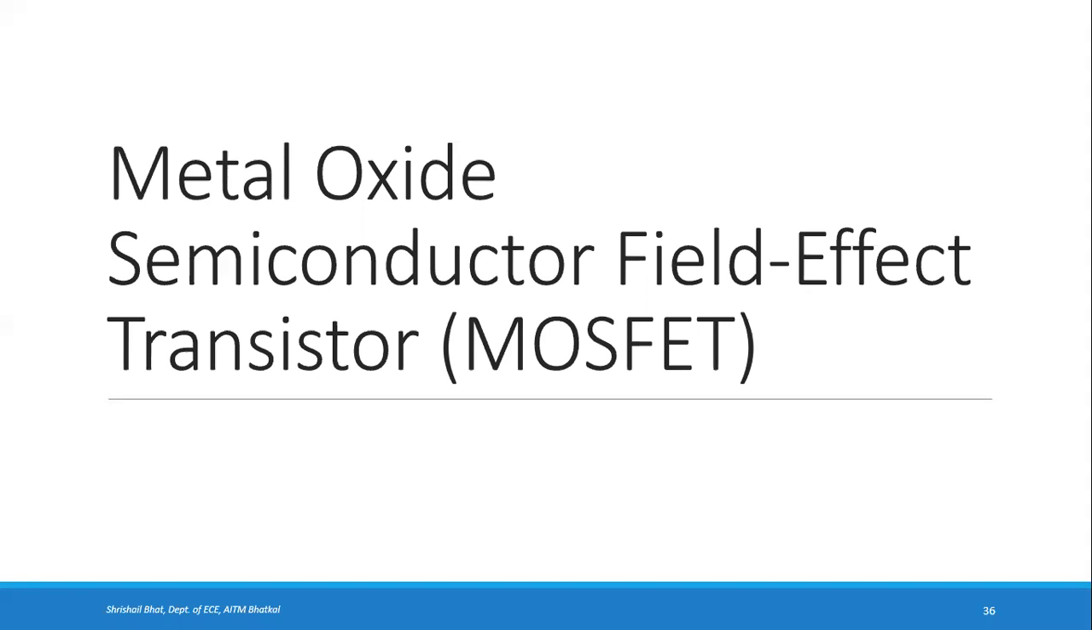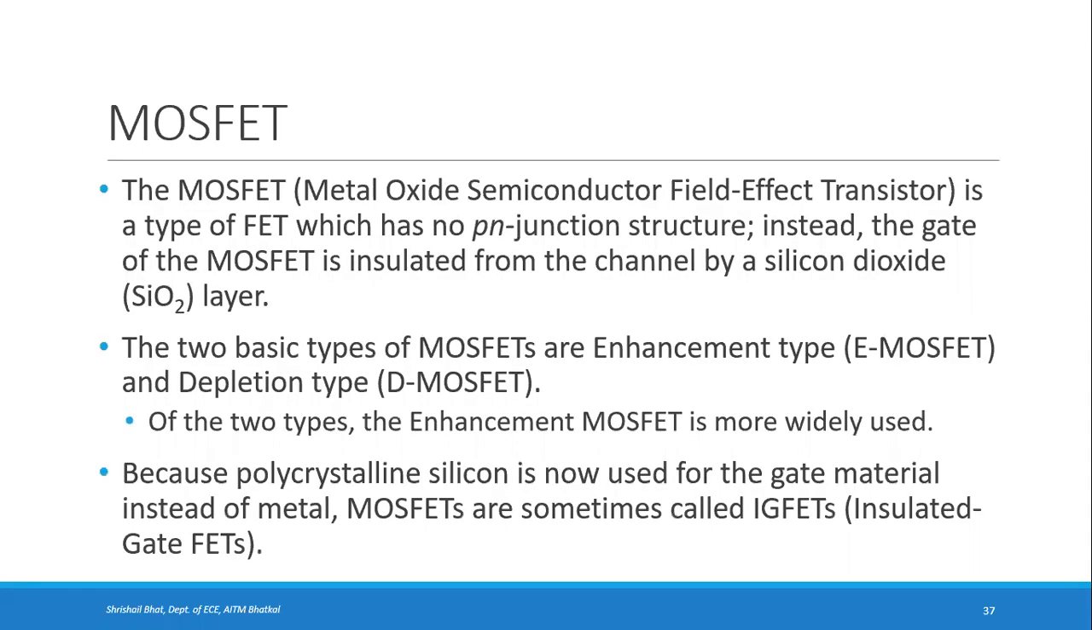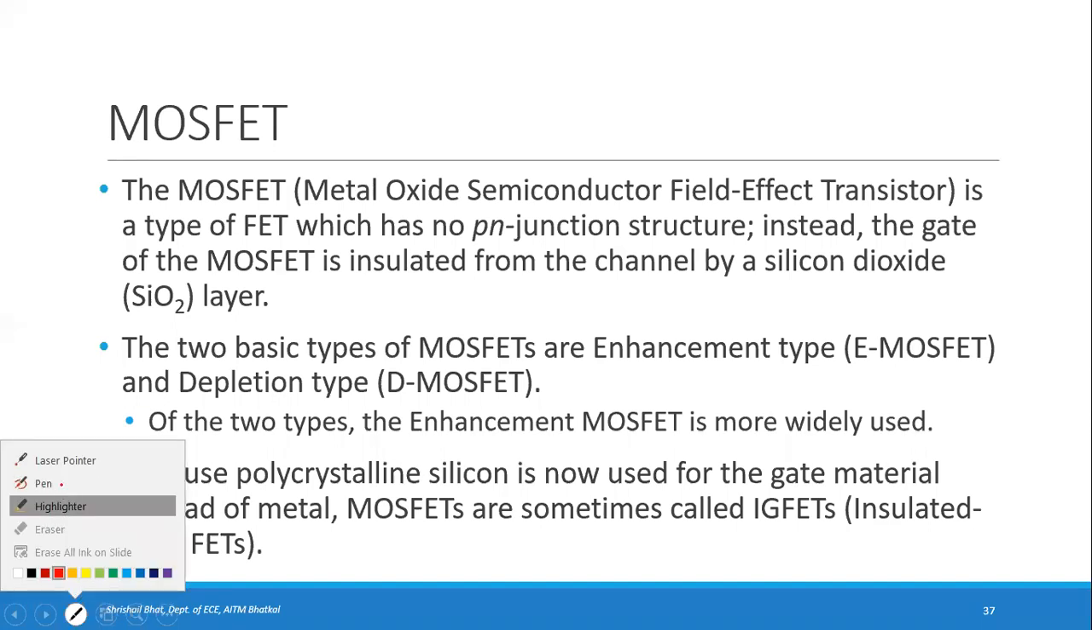In the previous session, we finished the junction field effect transistor, that is JFET. Today, we will look at one more kind of transistor, that is MOSFET, the metal oxide semiconductor field effect transistor. This is a type of field effect transistor in which there is no PN junction, like in JFET.